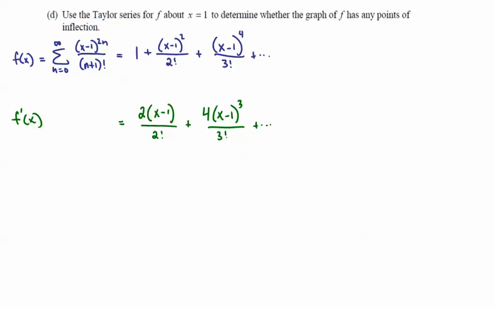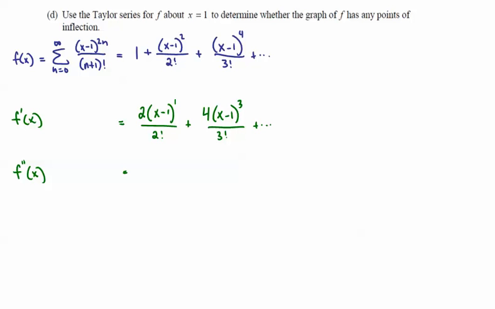We can see that there definitely is a zero first derivative when x is equal to 1, because placing x equals 1 in there will result in all of those terms becoming 0. But we'll continue on to the second derivative. Again, we're just going to take the derivative of the first derivative.